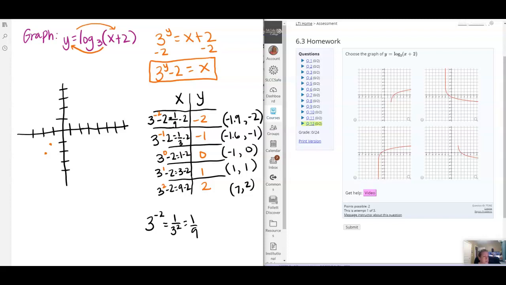And then over, let's see. Yeah, so over -1 down 0 is going to be here. And over 1 up 1. And then over 7 up 2. So again, I can kind of see that my graph is looking something like this. But remember, it keeps going up and out that way, and it keeps going down this way, right?